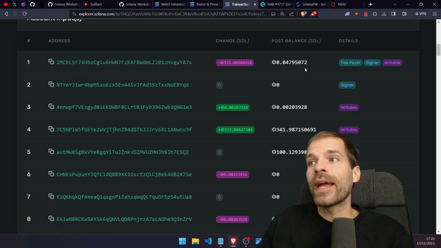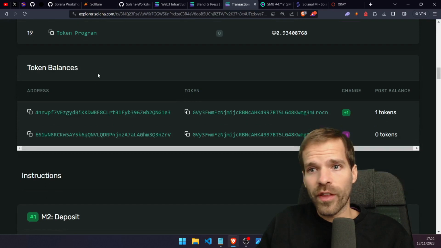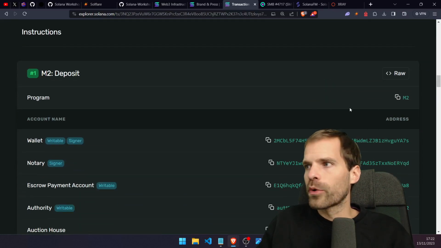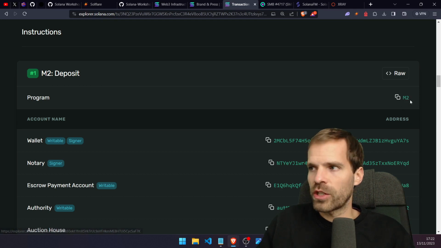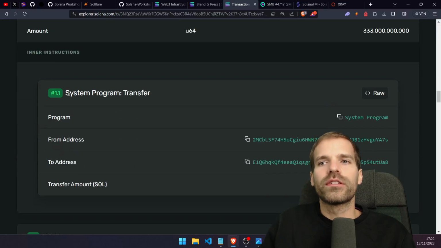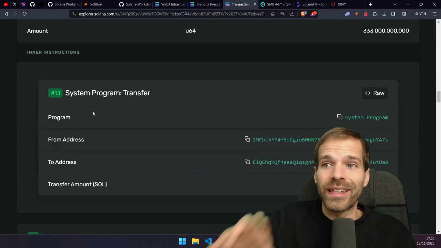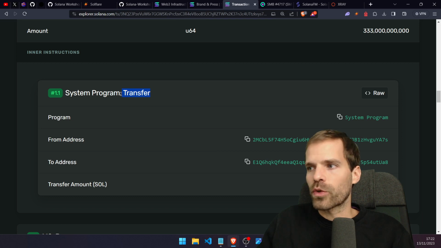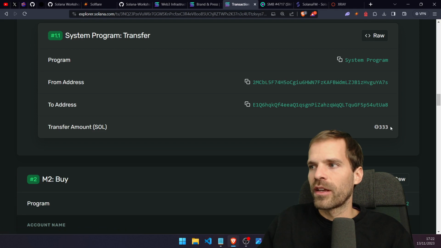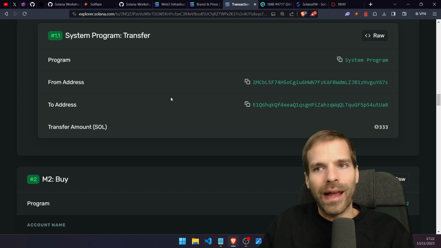So this one, my account, was a signer and writable and also the fee payer. So the first signer. Then further down here, you see the actual instructions. The program M2, so that's Magic Eden, was called, and that again did a CPI. It called another program with a system program transfer from my account to some other address, this amount of SOL. And because I signed, the system program allows this.